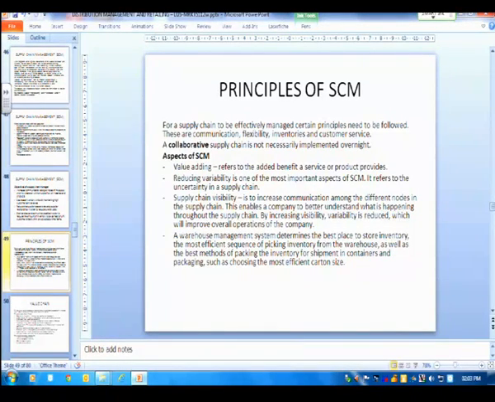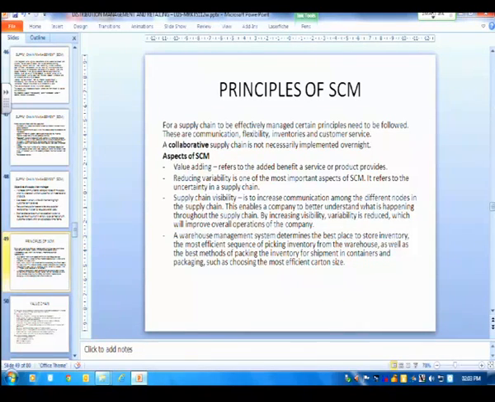Principles of supply chain management. For a supply chain to be effectively managed, certain principles need to be followed. These are communication, flexibility, inventories, and customer service. A collaborative supply chain is not necessarily implemented overnight.